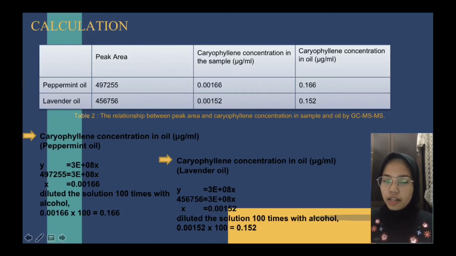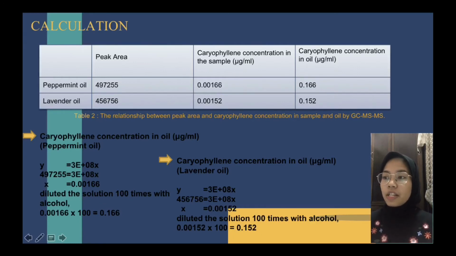To find the caryophyllene concentration in oil, we must first find the caryophyllene concentration in the sample. So we just substitute the value of peak area into the equation that is already given in the article, which is y equal to 3 exponent 8 x. The value of y for peppermint oil is 497,255. We divide by 3 exponent 8, and we will get 0.00166. For this value, we must multiply by 100, because we diluted the solution 100 times in alcohol, so we will get 0.166.